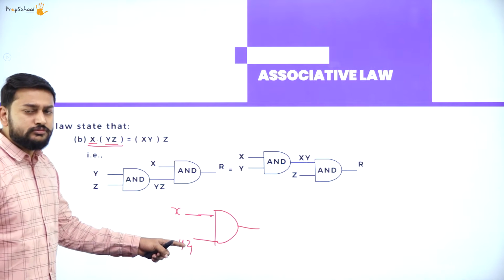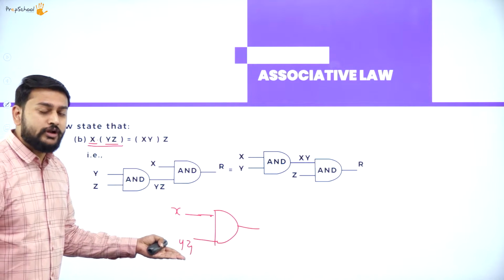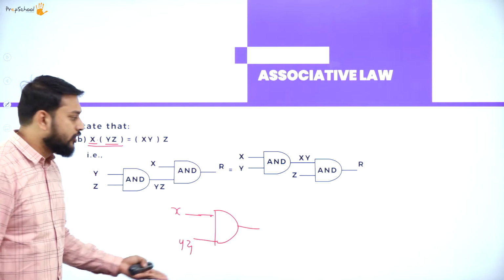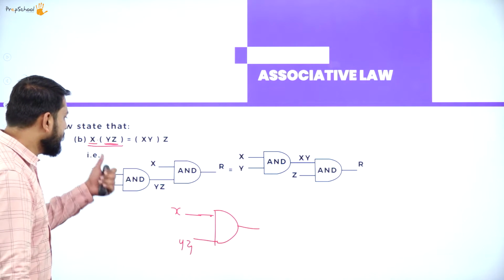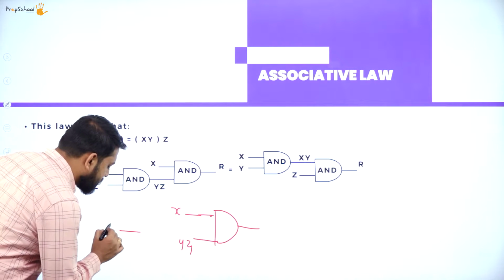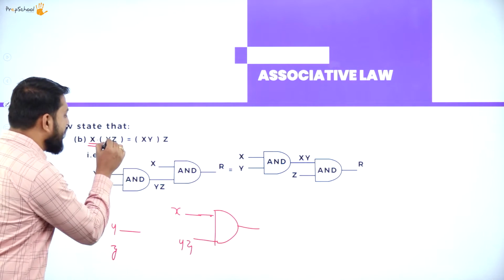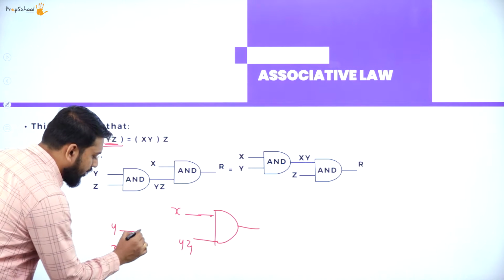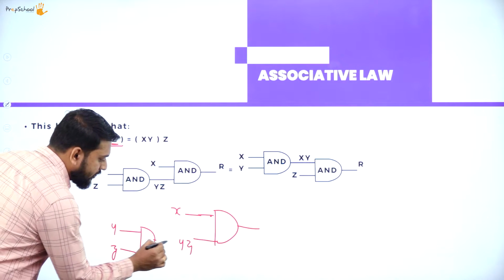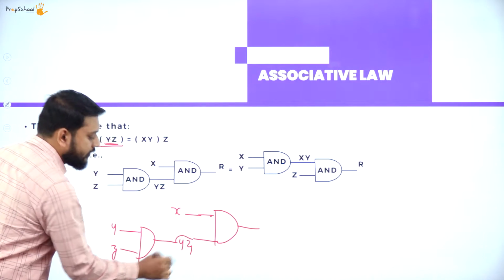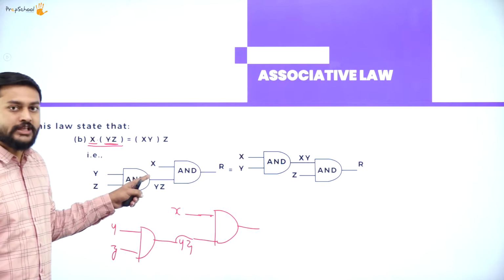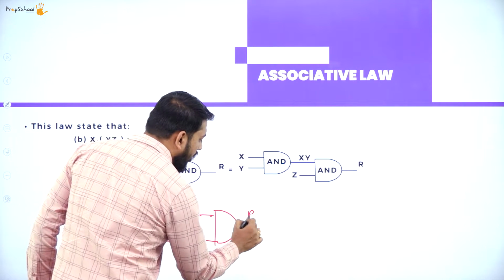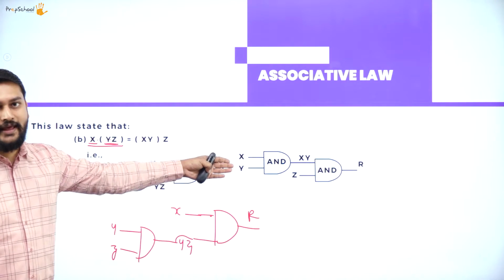Can I write like this? No, I have to write the output of yz. So for that, how do I write? First I have to write the gate for this. How many inputs do I have? 2. So let me write y and z. What is the gate I have? AND. So I will write the AND gate here. That is the output, which I will connect here. Do I have the same diagram? Yes. At the end, I will write OR. The same way they have written that.